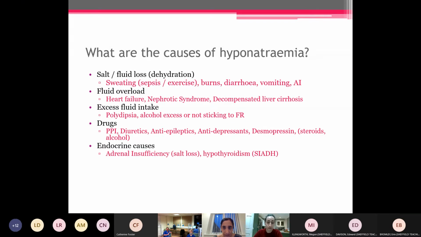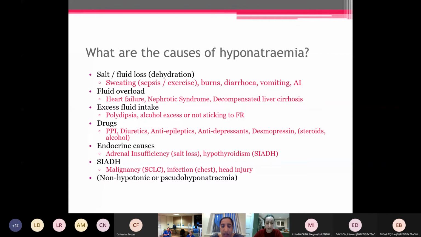You've got your direct endocrine causes, so your adrenal insufficiency, and then hypothyroidism, which, I don't really know, to tell you the truth, and it's not really that clear how it causes hyponatremia, but we treat it as SIADH, so we fluid restrict if that's the cause. SIADH itself is something that everyone always jumps to with hyponatremia, but you've got a lot of other common causes as well. And with that, you'd be worried about a malignancy, especially small cell lung cancer, infection, commonly chest infection, or head injuries. And then you've got your non-hypotonic or pseudo-hyponatremias.